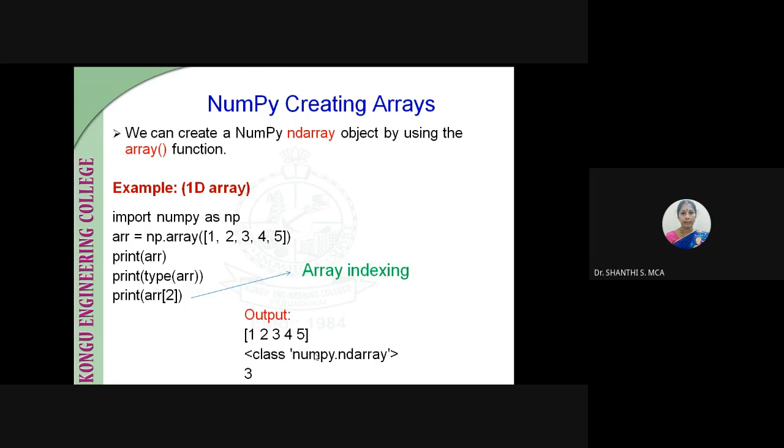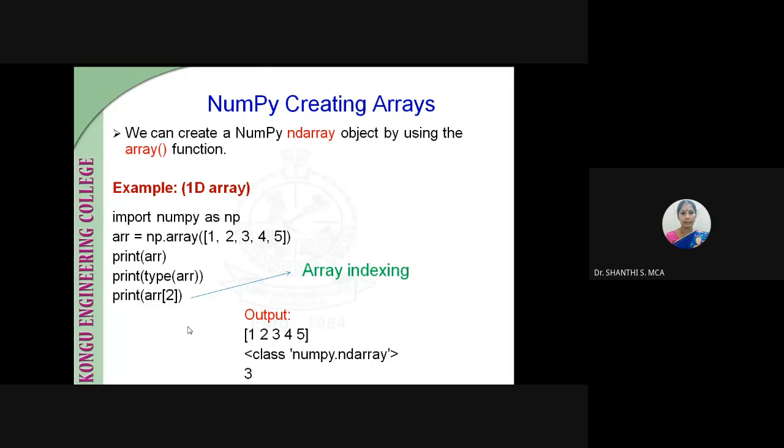Here the type of array is NumPy ndarray. The type of this variable arr is NumPy ndarray. So this is an n-dimensional array, created using NumPy. The data type of this arr is NumPy ndarray.